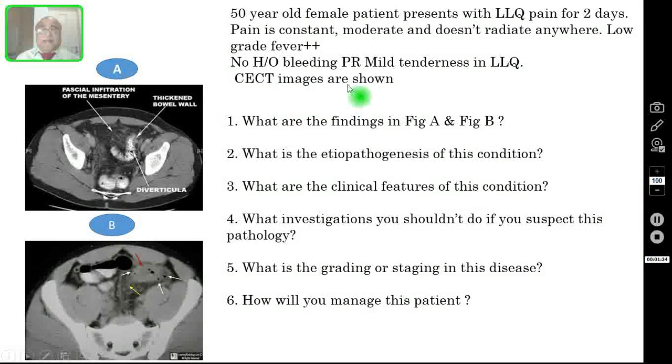CECT images are shown here. Figure A and figure B are both CECT of the abdomen and pelvis. So these are the two figures and these are the 6 questions.